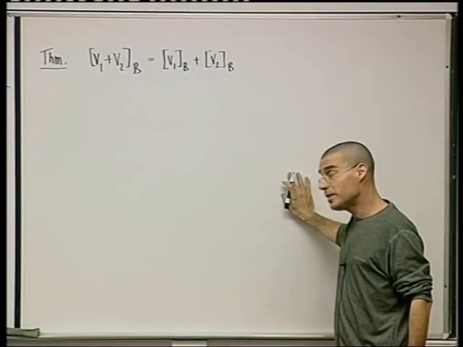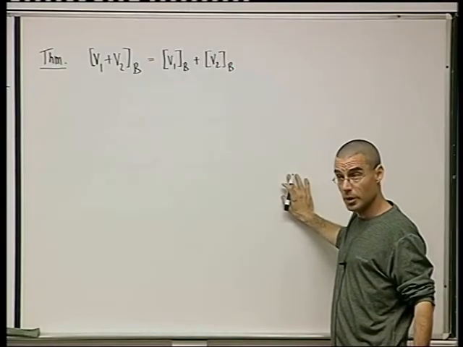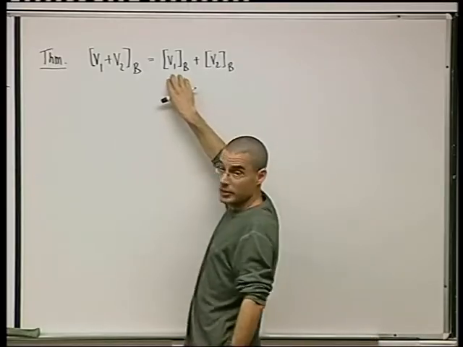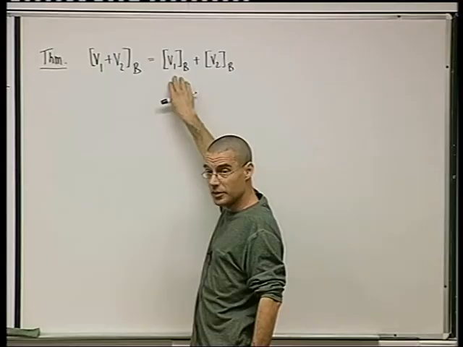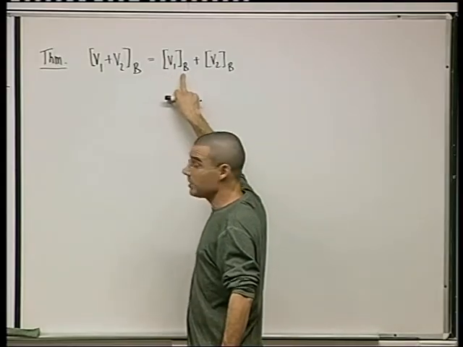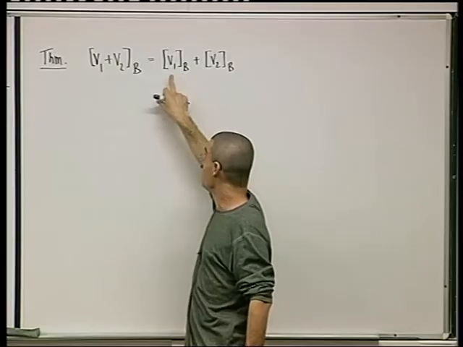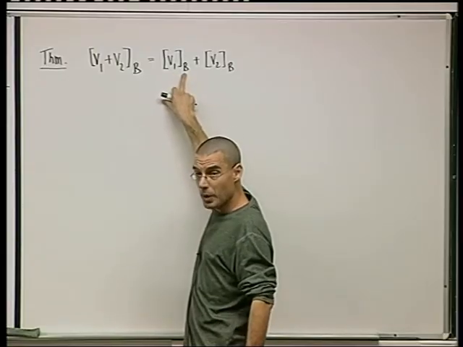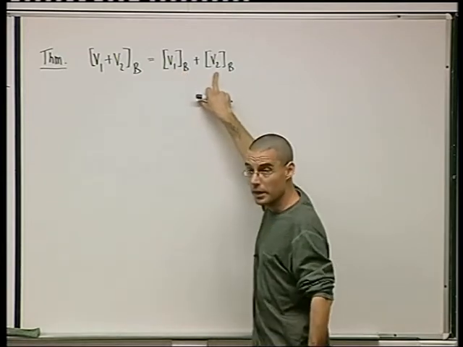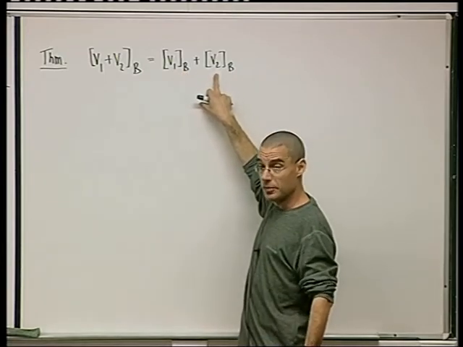Okay? Makes sense? Requires proof. Okay? And the proof would be by saying what this means. This means that v1 is alpha 1, let's call the elements of b little b's. Okay? So v1 is alpha 1 b1 plus dot dot dot alpha n bn. And v2 is beta 1 b1 plus dot dot dot beta n bn.